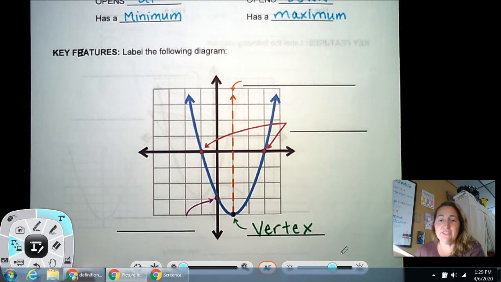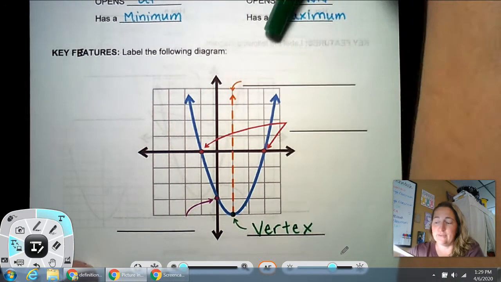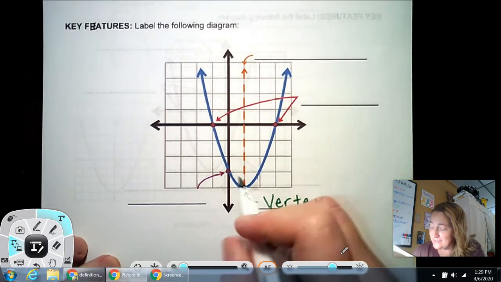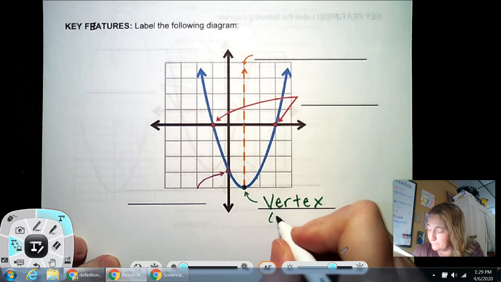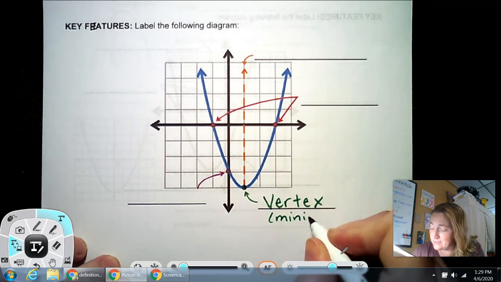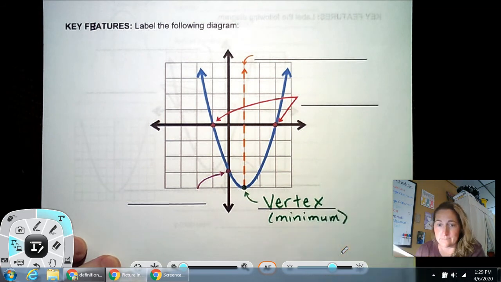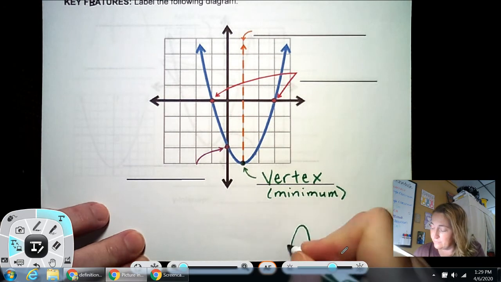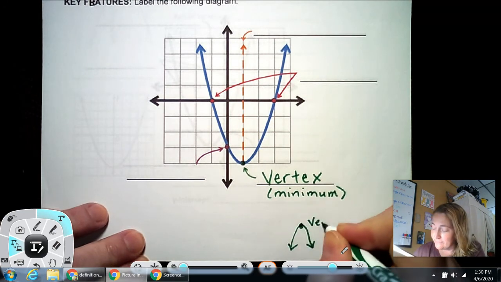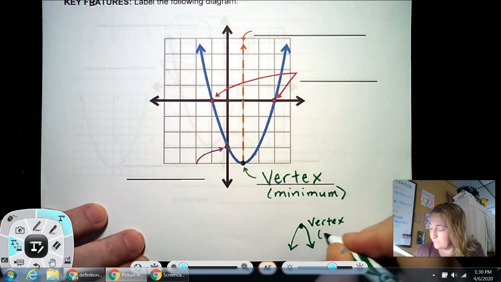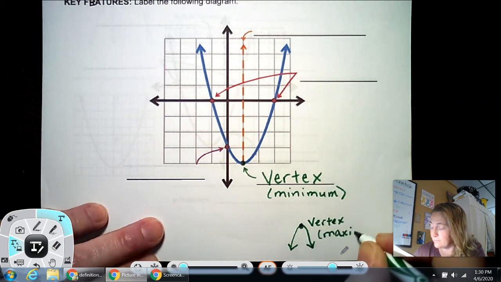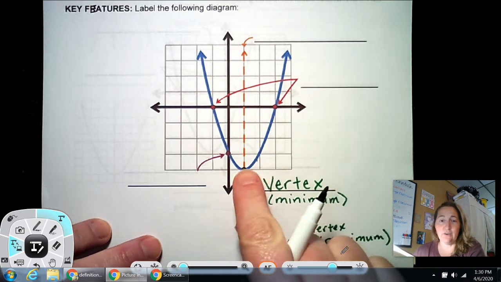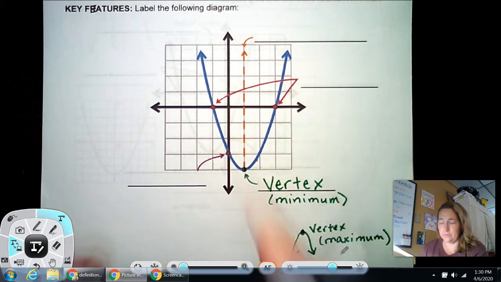Okay. The vertex is the highest or lowest point on the graph. Okay, so depending on which way the parabola goes, the vertex can either be a minimum or a maximum. In this case, it's a minimum. Okay. So the minimum and the vertex are the same point. If this was a parabola that opened down, then that vertex would be a maximum.